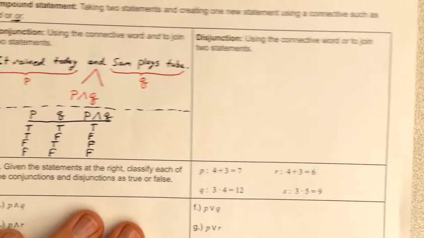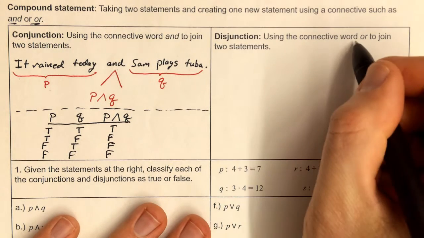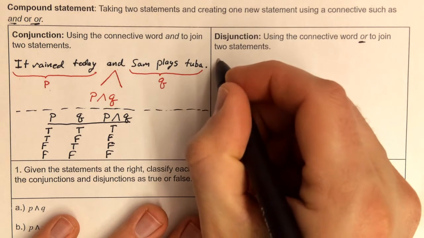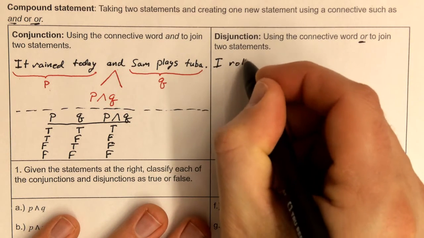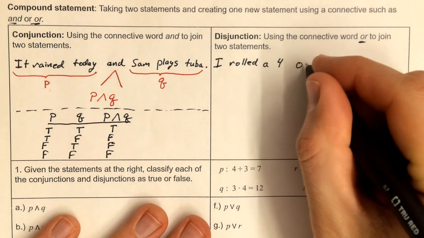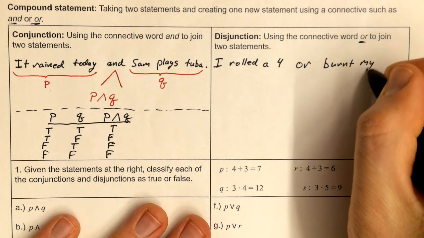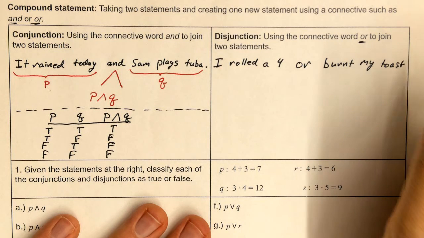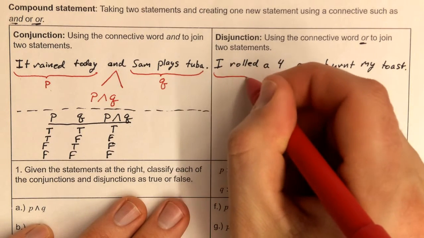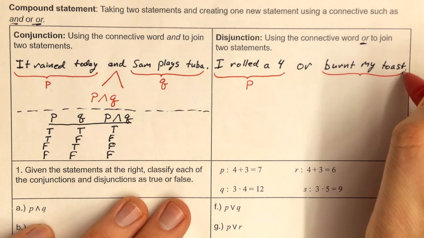Let's go over to the next one. The next one is disjunction instead of conjunction. It's a disjunction, and that's where we use the connective word or to join two statements. Okay, so I might say something like, I rolled a 4 on a die, maybe, or burnt my toast. Okay, so that's our statement. And so if we break this up into the two parts here, I rolled a 4, that's P. Burnt my toast, that's Q.